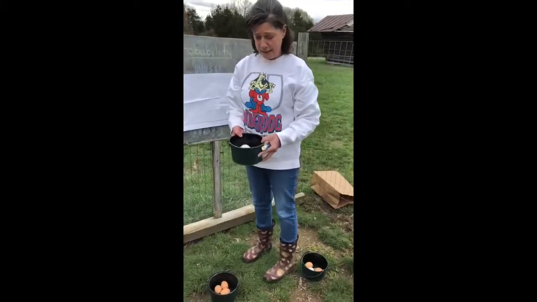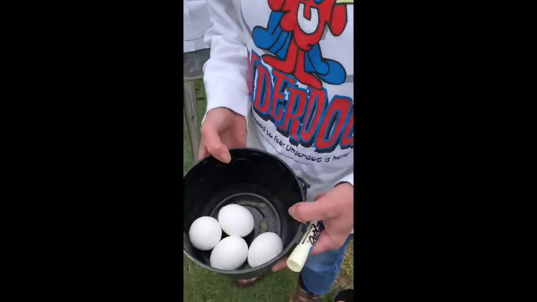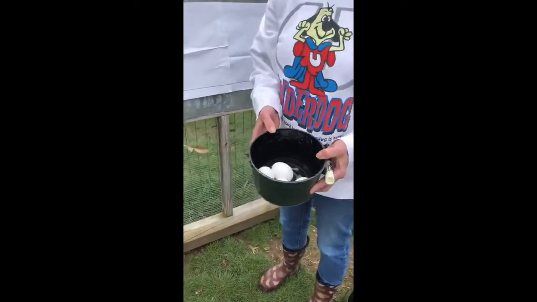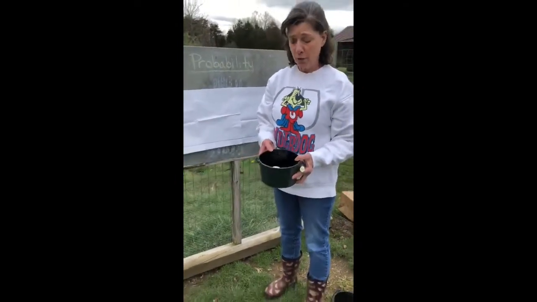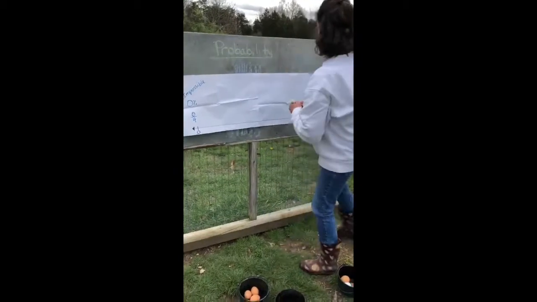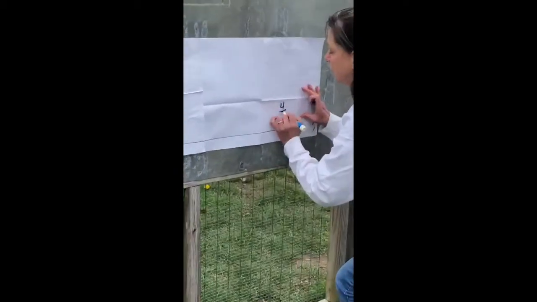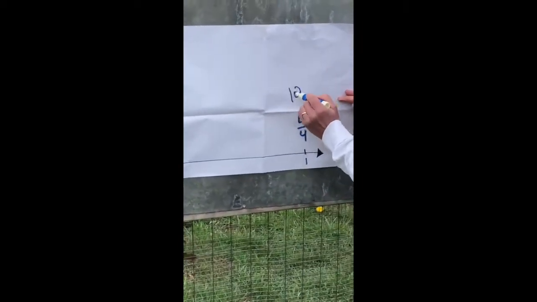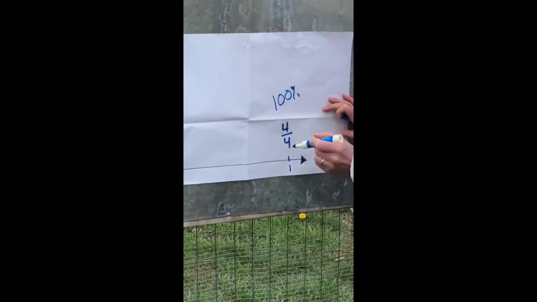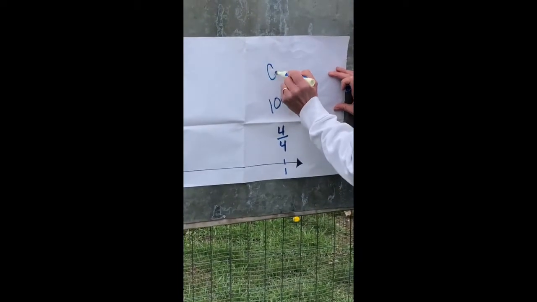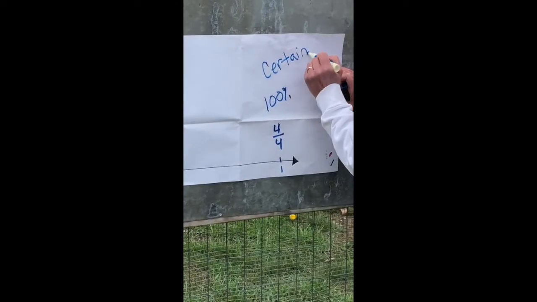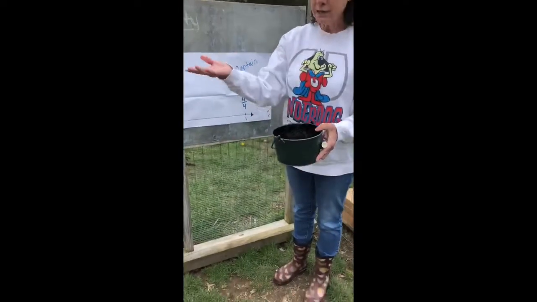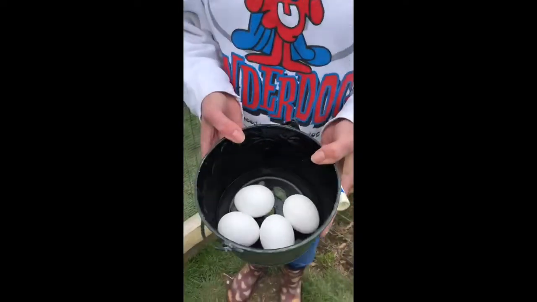However, in this bucket, I have 4 white eggs. And so I'm going to write my probability ratio for picking a white egg. Well, there's 4 eggs and 4 of them are white. So that means we have a ratio of 4 out of 4, which is the same thing as 1, which would be 100%. So the term we use for that is certain. It is certain that I'm going to pick a white egg. I can pick all day long, and every time I pick, I'm going to get a white egg.